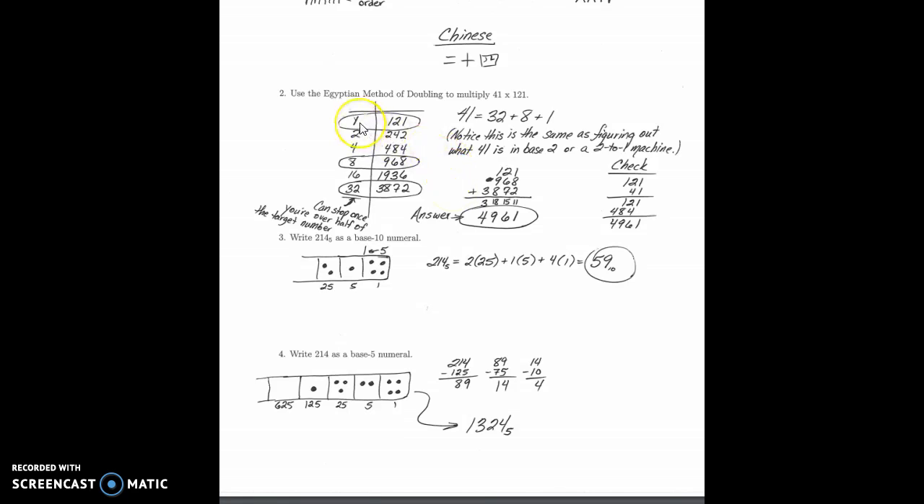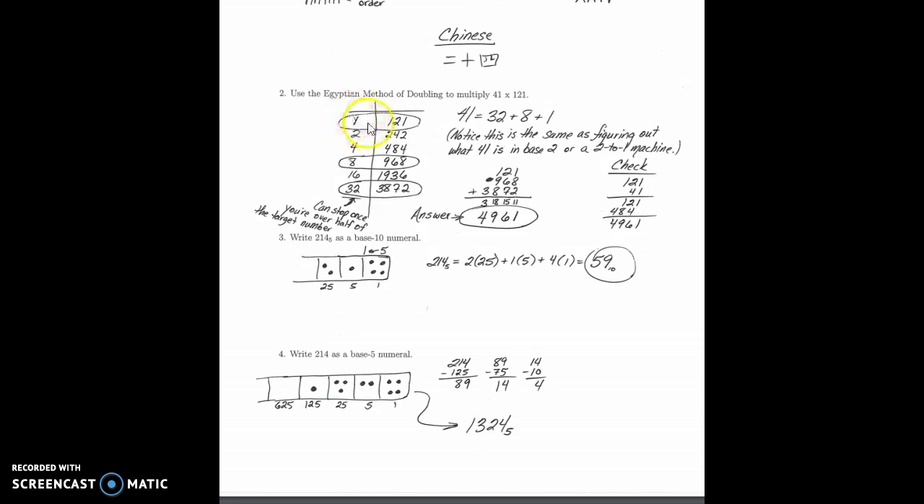Number 2, the Egyptian method of doubling. So first, we can choose either number to put over here and use the other one as our target. Doesn't really matter. It's probably easier to use the bigger number to be the one that we double, but it's going to give you the same answer.